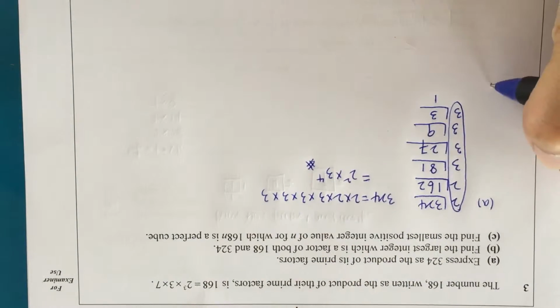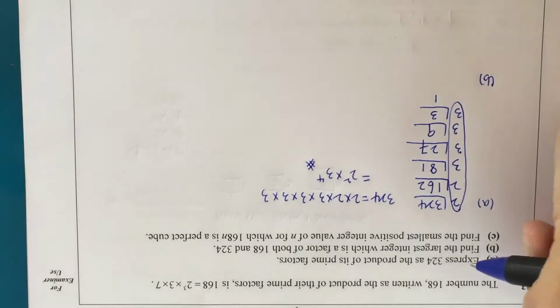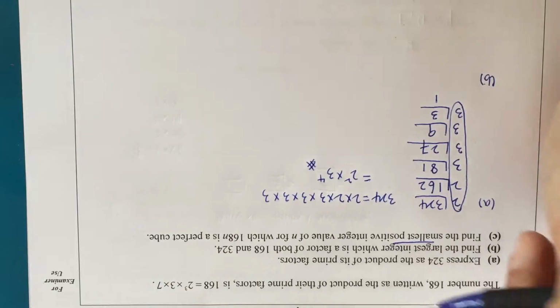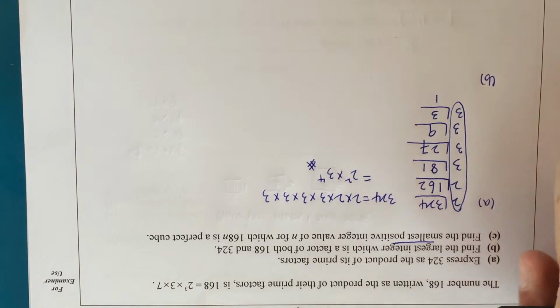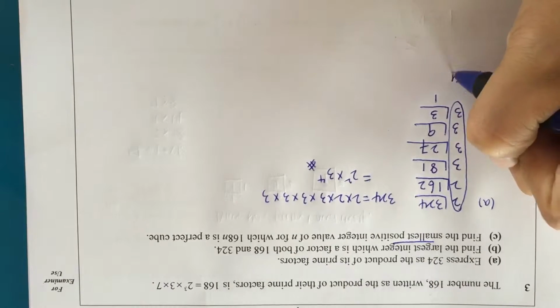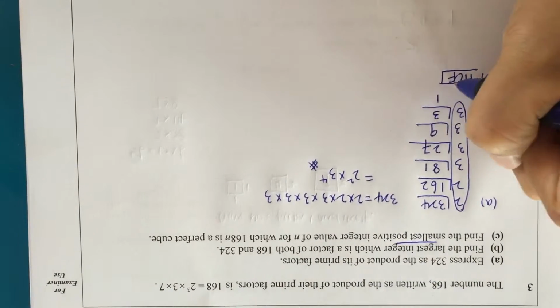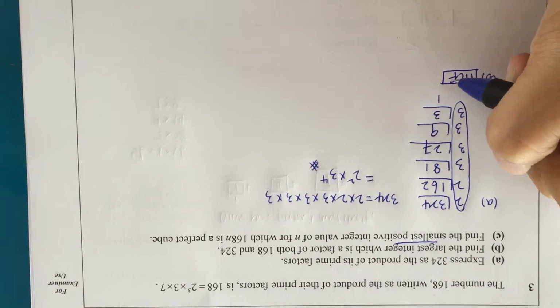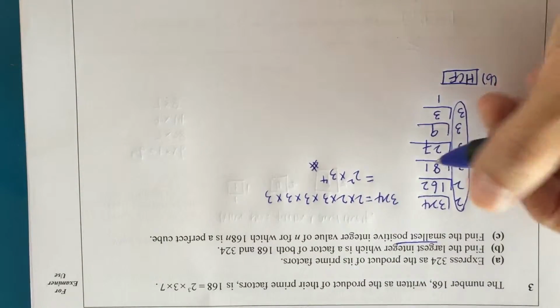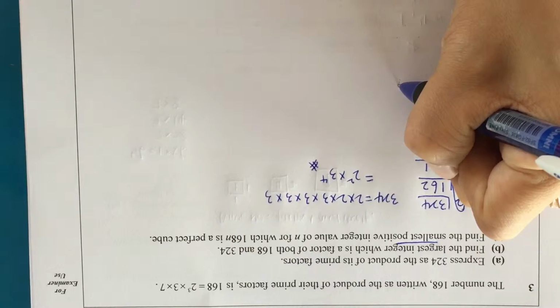Okay, let's look at the second question, part B. Part B wants me to find the largest integer, which is a factor of both 168 and 324. So in other words, I'm trying to find the HCF, the highest common factor. So in order for me to do that, I can actually make use of its prime factorization.